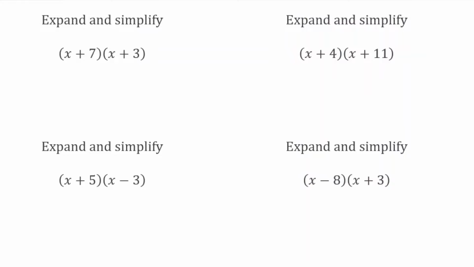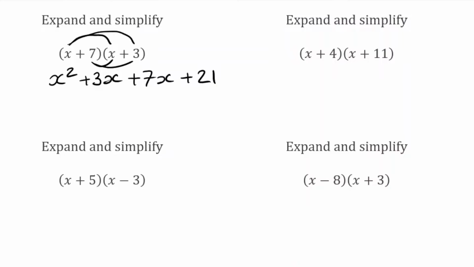Okay, for our first question, we'd have x multiplied by x, which is x squared. We then have x multiplied by 3, which is 3x. We then do 7 multiplied by x, which is 7x. And then we do 7 multiplied by 3, which is 21. So again, we can combine those terms of x in the middle, so we'd finish off with x squared, 3x plus 7x is 10x, so plus 10x. And then at the end again, we'd have plus 21.